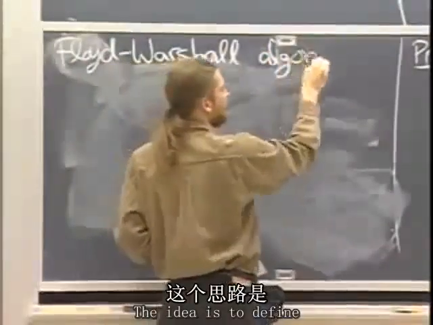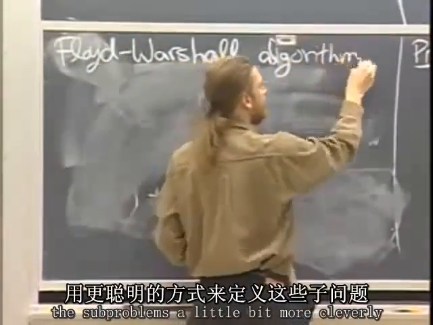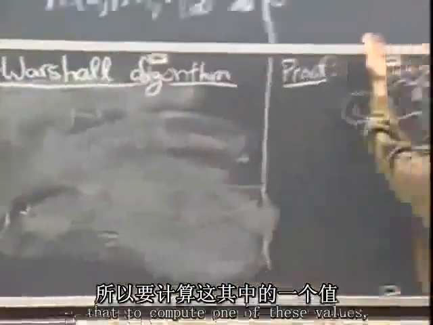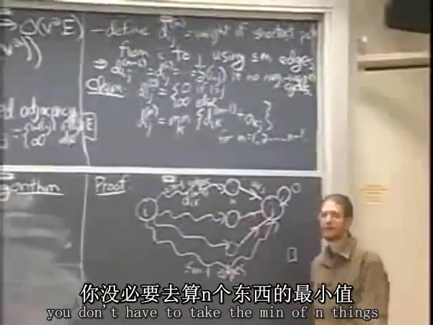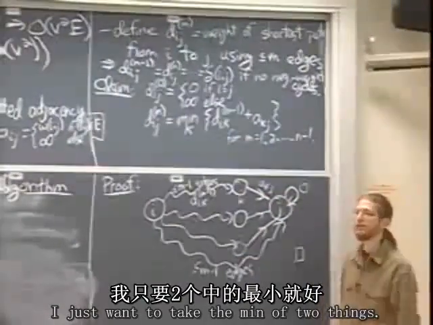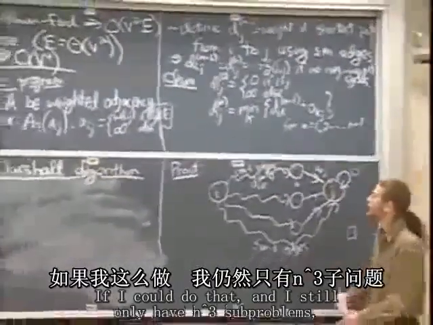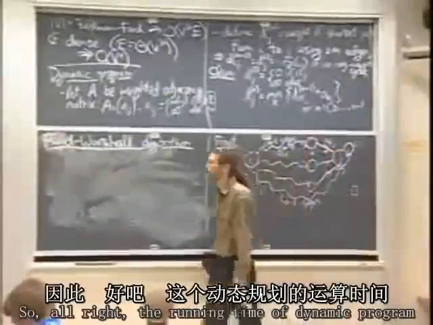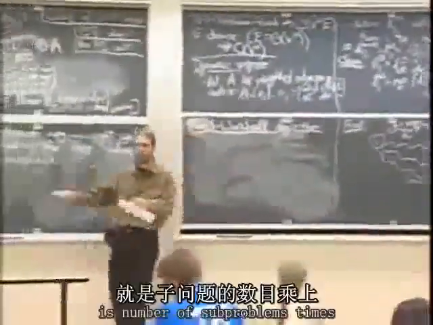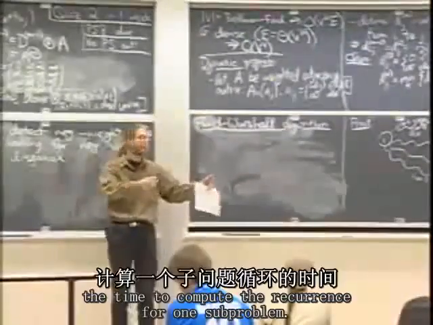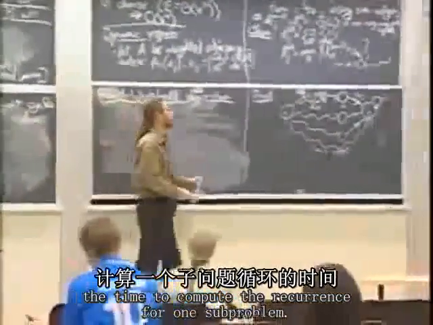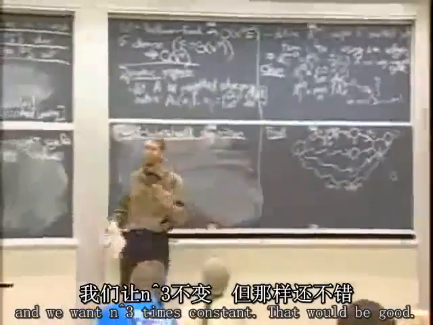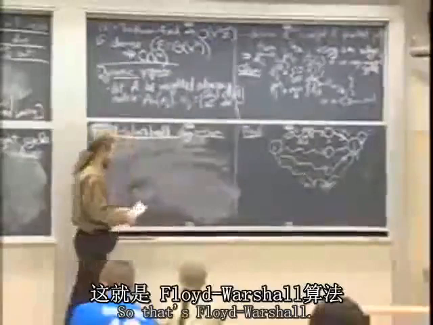The idea is to define the subproblems a little bit more cleverly so that to compute one of these values, you don't have to take the min of n things. I just want to take the min of 2 things. If I could do that and it still only have n cubed subproblems, then I would have n cubed time. So, right, the running time of a dynamic program is number of subproblems times the time to compute the recurrence for one subproblem. So here it's linear times n cubed, and we want n cubed times constant. That would be good. So that's Floyd Warshall.